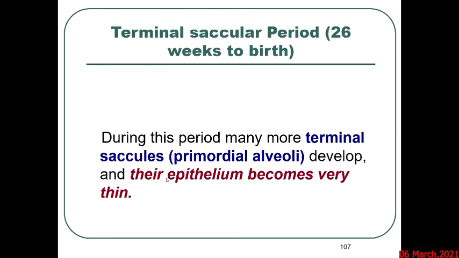So during this terminal saccular period, many more terminal saccules. I told you saccules are the primordia of alveoli. The terminal saccules start to form at the end of the canalicular period, but fewer. But in the terminal saccular period, which starts from 26 weeks to birth, many more terminal saccules, the primordia of alveoli, are formed, and their epithelium becomes very thin.